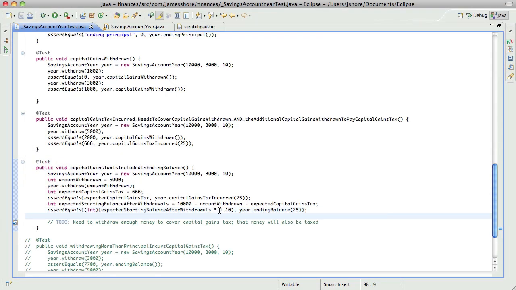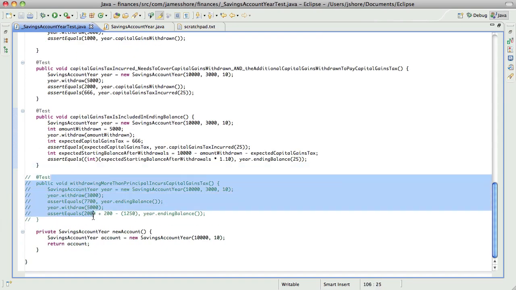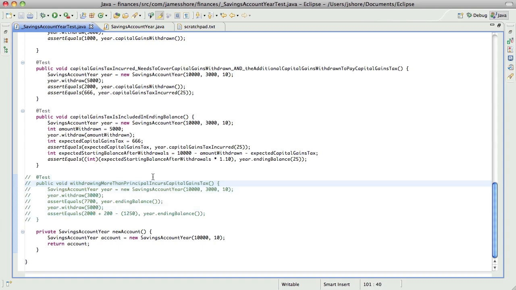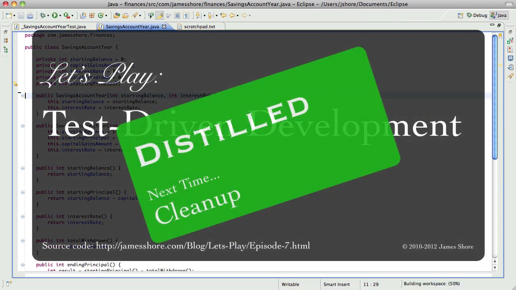Now we should have, so we've done this to-do, and I think we're done with this. We've withdrawn more than the principal incurs, withdrawing more, and so on. Okay, yeah, I think we've done that now. That reminds me, earlier I said that I deleted this, but I hadn't.